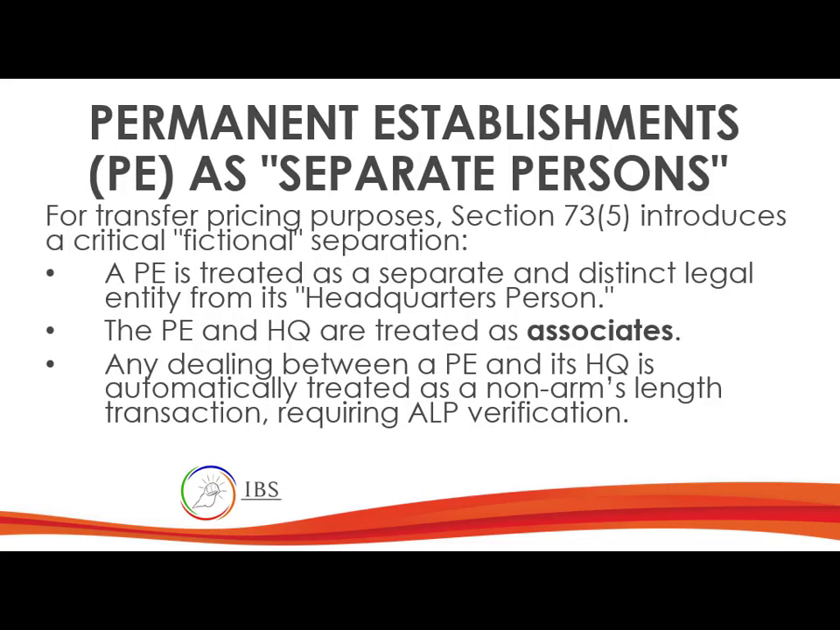All right. The next one, I think we already discussed, but I want to emphasize permanent establishment. For transfer pricing purposes, Section 73.5, subsection 5 introduces the critical fictional separation. So, critical separation. Remember, I mentioned about branch. If the company is a branch or just a sales office, what they normally do is act as an agent in, let us say, Papua New Guinea. So the main function is to sell. They don't have a well-established structure to be classified as a separate entity.